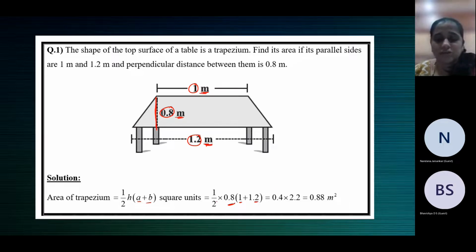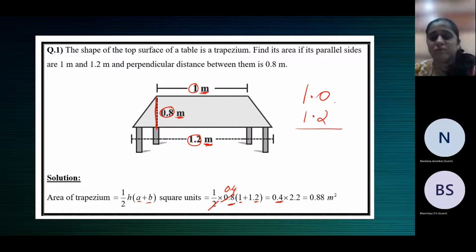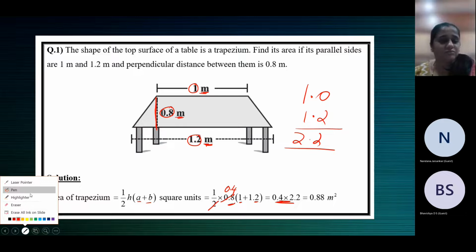So substitute and calculate. So how do we calculate this? 2 ones are 2, so 0.4 times 1 plus 1.2. 1 means 1.0, plus 1.2, is 2.2. So 0.4 into 2.2, which is 0.88 meters square. Right, children?